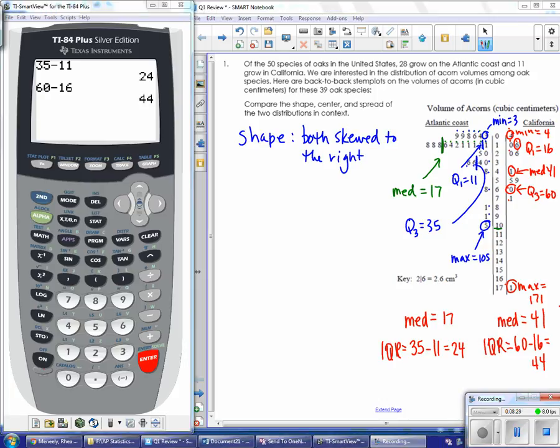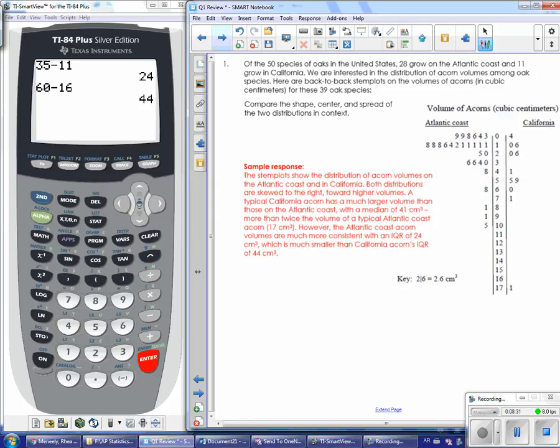Okay, and I actually have a sample response for you to read. You don't have to go into this much depth with the answer, but certainly you want to make sure that you're talking about the shape, the center, and the spread, and you're referring to the context of the problem. So I've written the stem plots show the distribution of acorn volumes on the Atlantic coast and in California. Both distributions are skewed to the right. So notice when I'm saying both distributions, that's a comparison. So both are similar in the sense that they are skewed to the right.